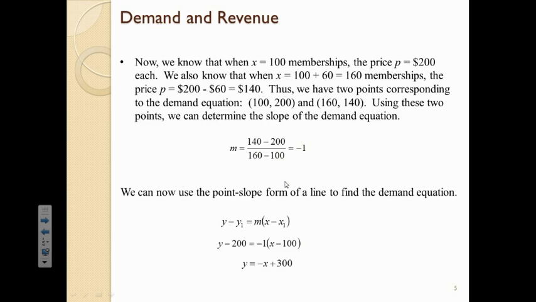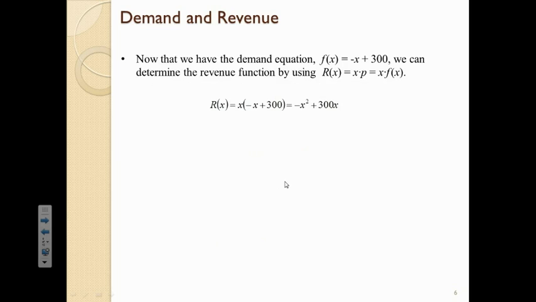So now this is our demand equation. Whenever we're calculating this y, or f of x, it is the demand, small p. Now, all that just to get the demand function. To find our revenue, we know that it's x times p, x times the demand. So it's going to be x times our p, which we just calculated as minus x plus 300. Multiply this together and we get minus x squared plus 300x.